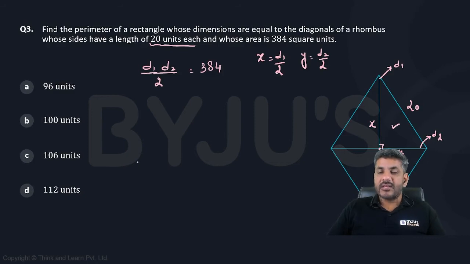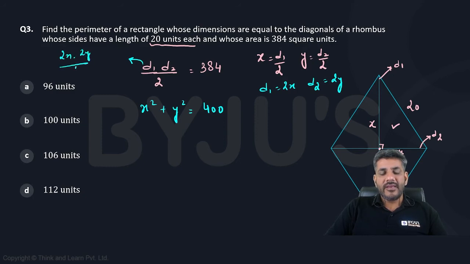Now what all do I have? If I look into this triangle and use Pythagoras theorem, I can say x square plus y square is equal to 20 square, that is equal to 400. And what else can I get about x and y? From here I can say x is d1 by 2, y is d2 by 2. So can I say d1 is equal to 2x, d2 is equal to 2y, and by putting them over here I can say 2x into 2y divided by 2 is 384, or by cancelling out 2, x into y is 192. So now I have x square plus y square as 400, x into y as 192.